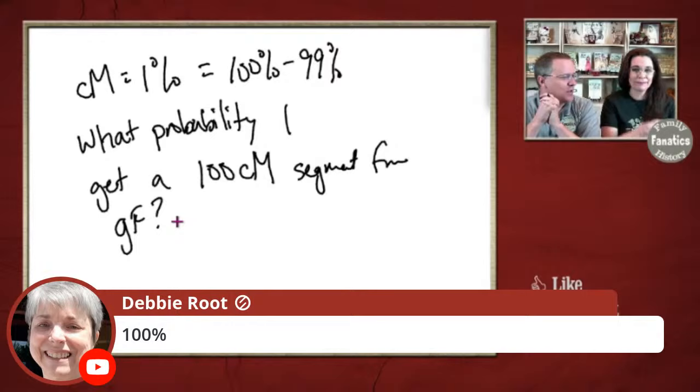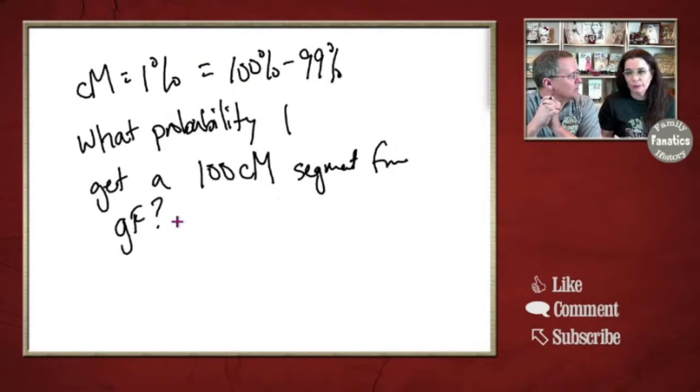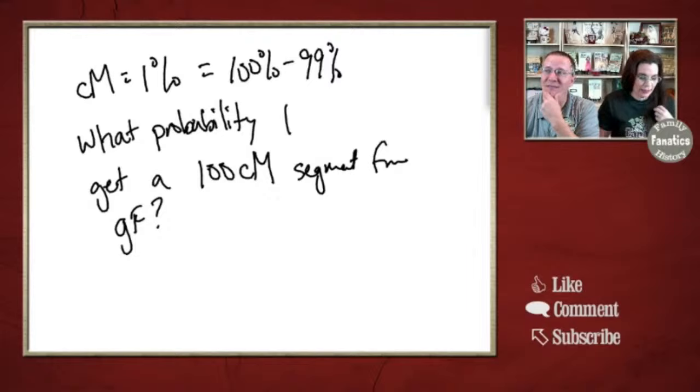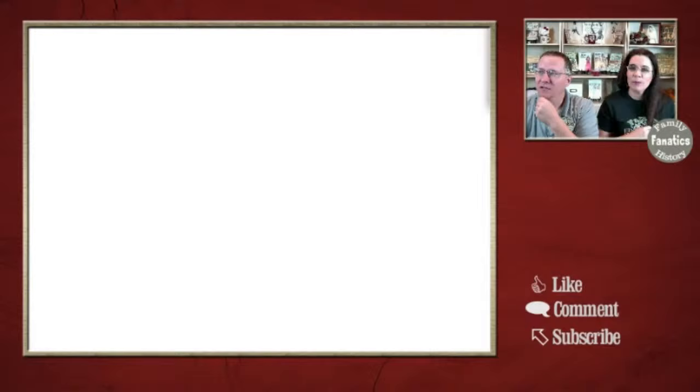What is the probability of me receiving a 200 centimorgan segment from my grandfather? Well, based on what you led me to believe earlier, it would be 200%, but now I'm looking at 100 minus 99, and I'm going, there's something there. There is, and this is why it can be very confusing. Thank you, Debbie, for being on Team Clueless with me. I'm only assuming you're clueless because we have the same answer.